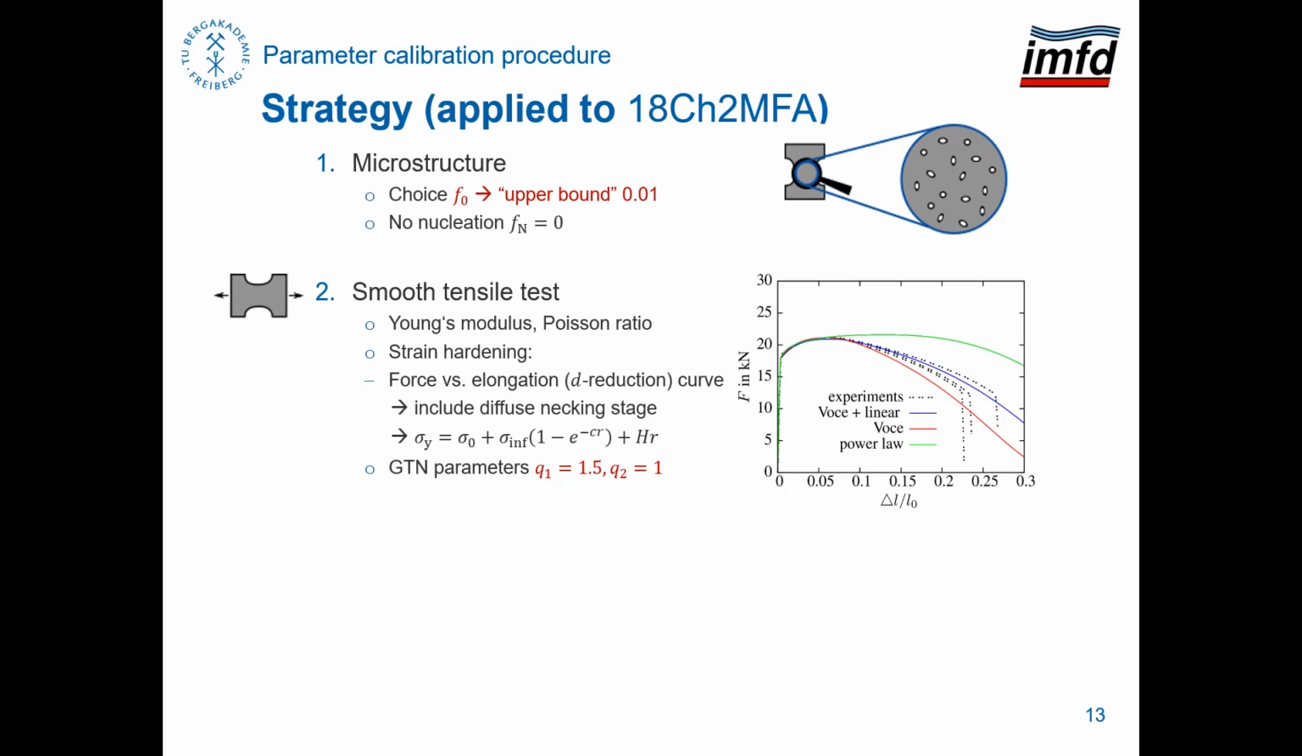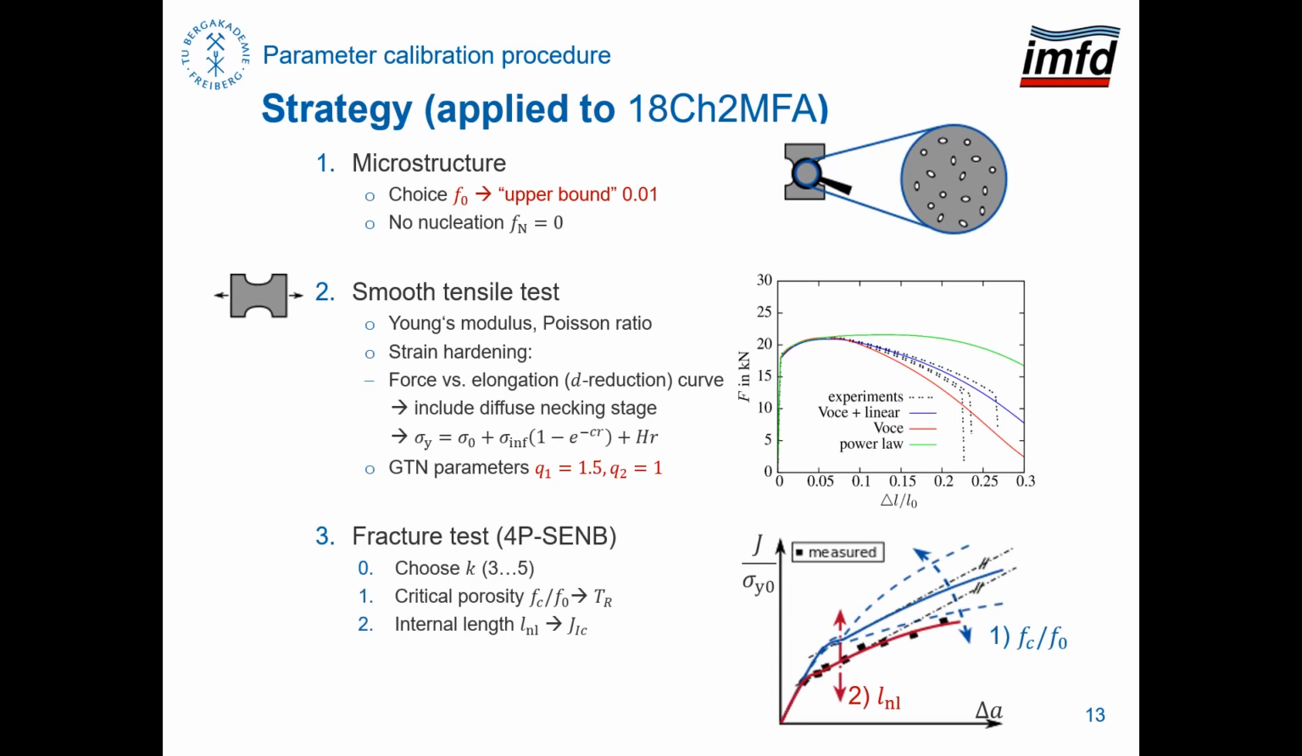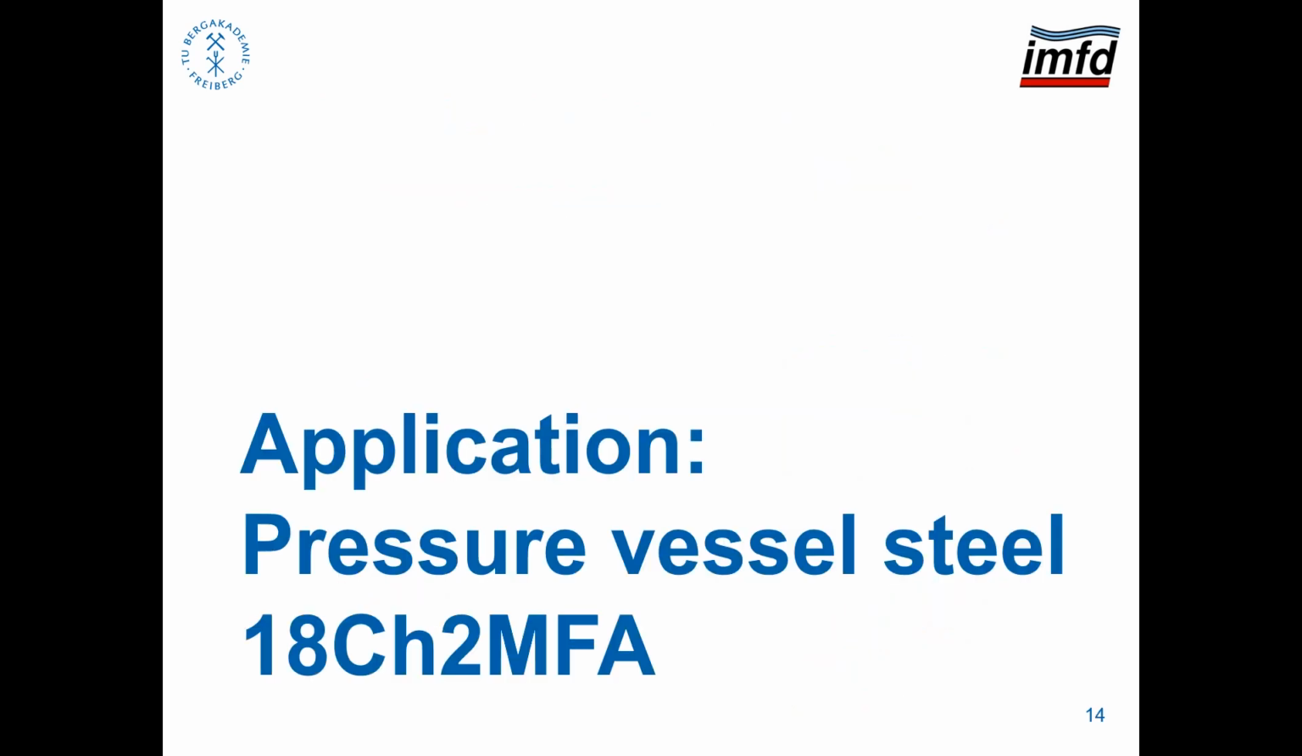Different hardening laws have been tested. The best result has been obtained by a combined linear exponential formulation. A 4-point SANB test is used to characterize the R-curve. After fixing K, the ratio Fc/F0 and the internal length are manually varied to fit tearing modulus and fracture initiation toughness. In this final section, the calibration results and the predictive power of the model are discussed.